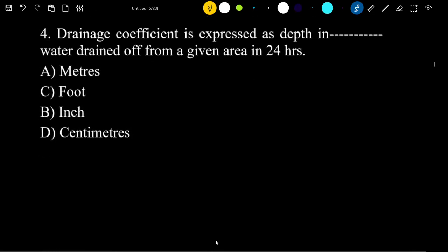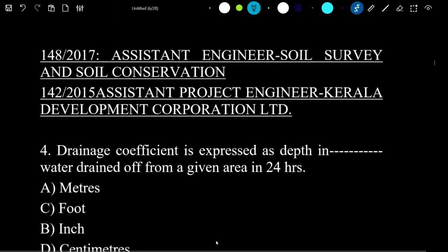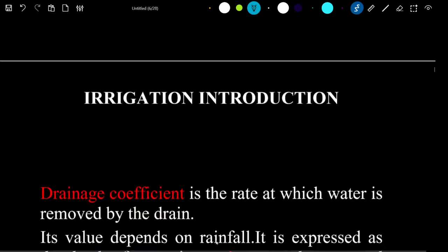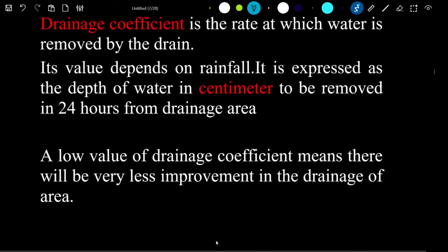Then the next question is, the drainage coefficient is expressed as depth in dash of water drained off from a given area in 24 hours. And the options given are meters, foot, inch, centimeters, etc. So first of all, before answering that, we need to know what a drainage coefficient is.